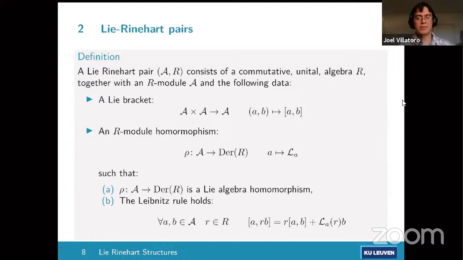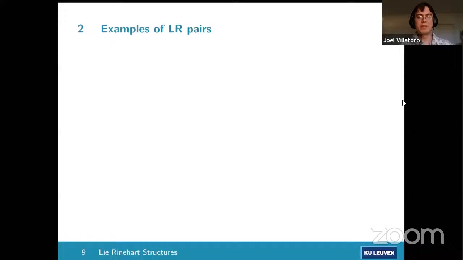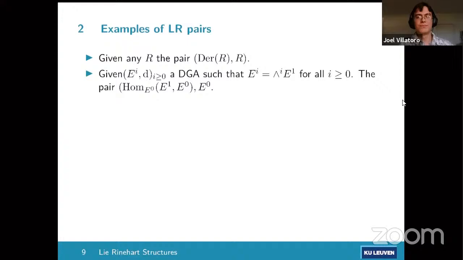Now, what are some examples of Lie-Rinehart pairs? I just told you that examples of Lie-Rinehart pairs come from sections of a Lie algebroid. Let me give you some examples that aren't necessarily that. If you have any commutative unital algebra, then you can take the module of derivations and that's a Lie-Rinehart pair.